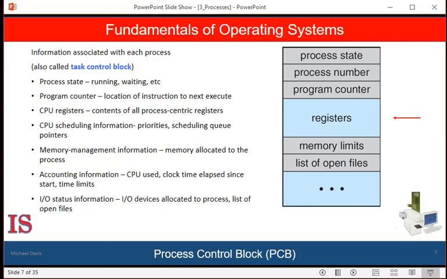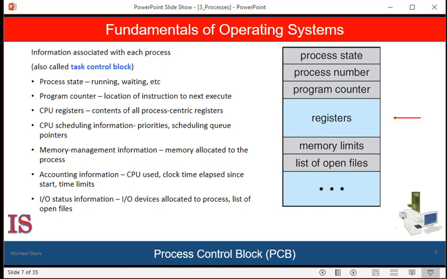There are also CPU registers. The registers vary in number and in type depending upon the computer architecture. They include things like accumulators, index registers, stack pointers, and general purpose registers. Along with the program counter, this state information must also be saved when an interrupt occurs. It allows the process to be continued correctly afterward when it is rescheduled to run.